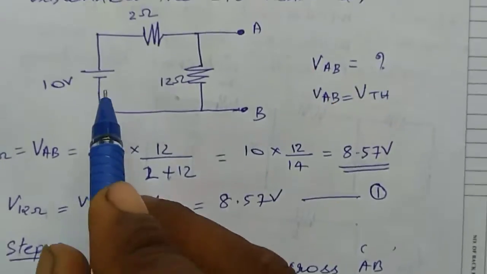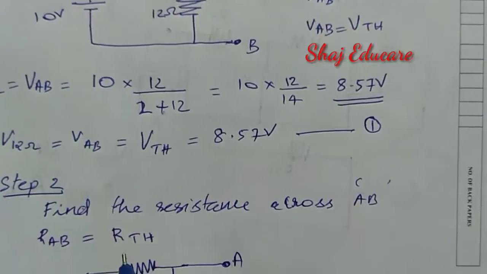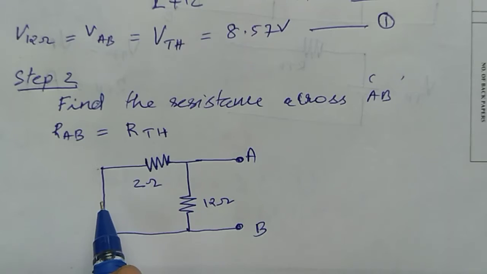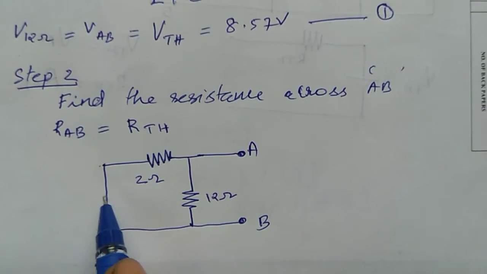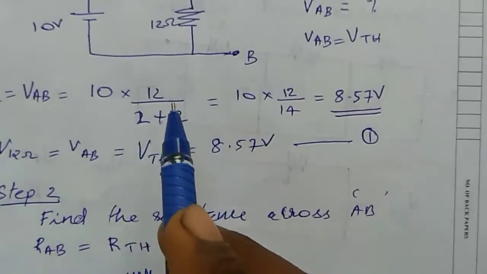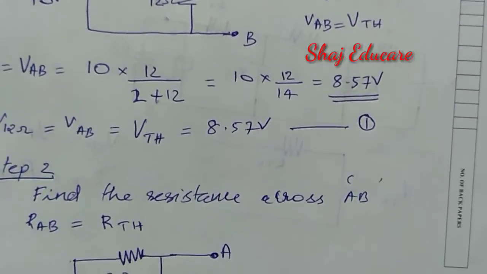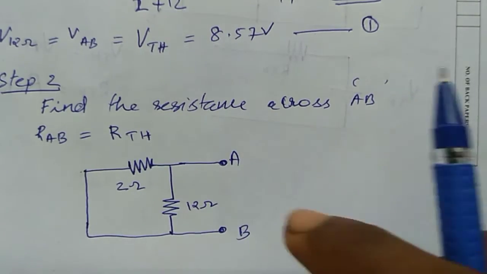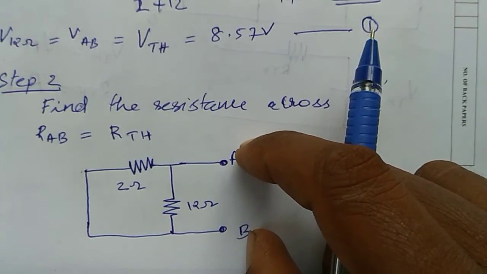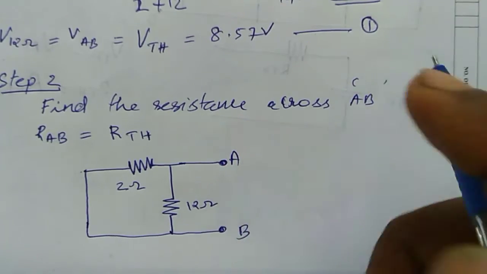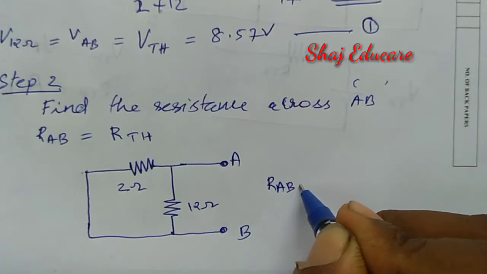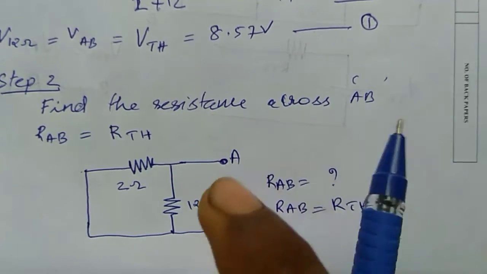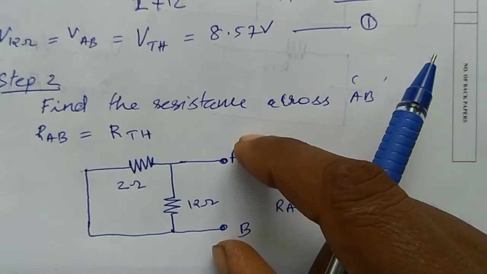Now I short circuited the 10 volt voltage source, so its corresponding voltage is 0, so I have not shown it here, and the remaining 2 ohm resistance and 12 ohm resistance are connected in the circuit. Now let us find the equivalent resistance across AB. That means we have to find RAB, which will be equal to RTH.